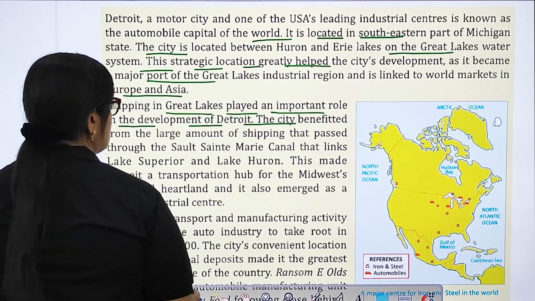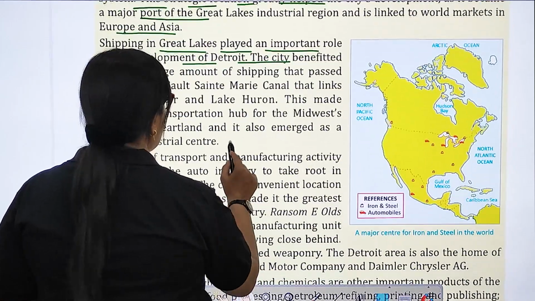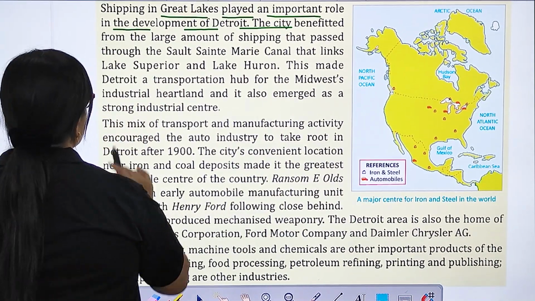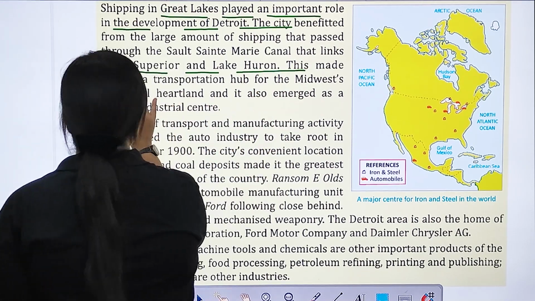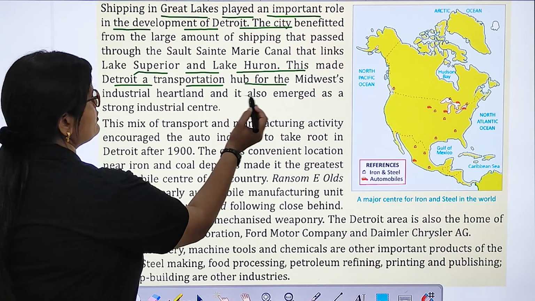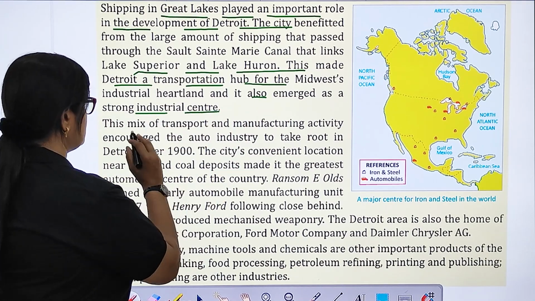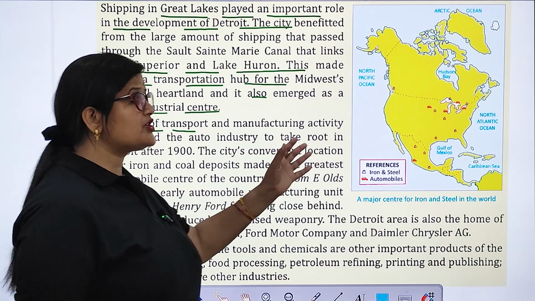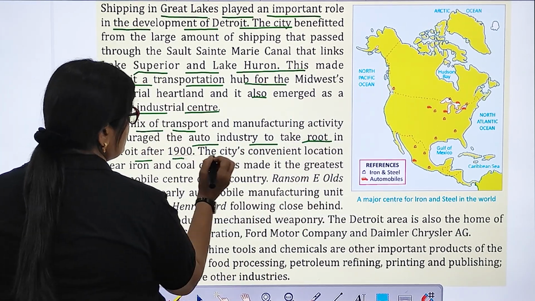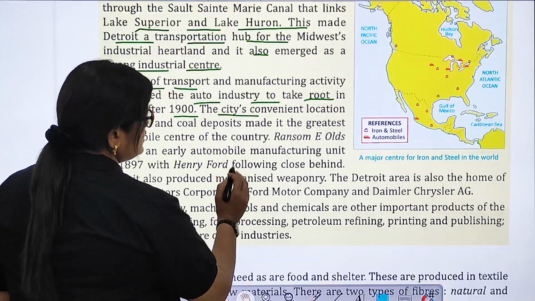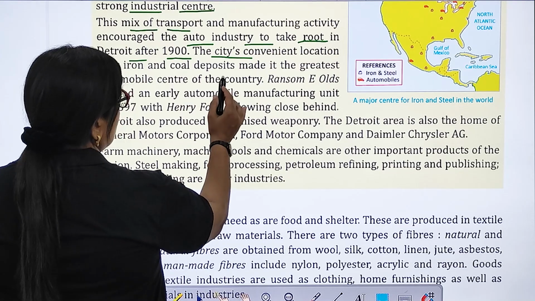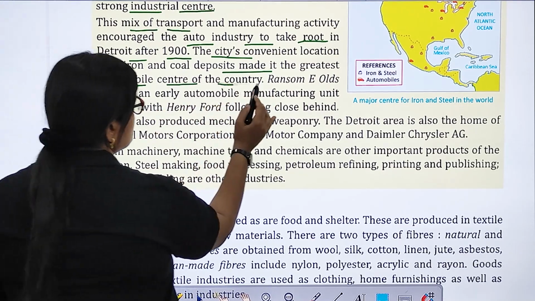The city benefited from the large amount of shipping that passed through the Sault Ste. Marie Canal that links Lake Superior and Lake Huron. This made Detroit a transportation hub for the Midwest industrial heartland, and it also emerged as a strong industrial center. This mix of transport and manufacturing activity encouraged the auto industry to take root in Detroit after 1900. The city's convenient location near iron and coal deposits made it the greatest automobile center of the country.